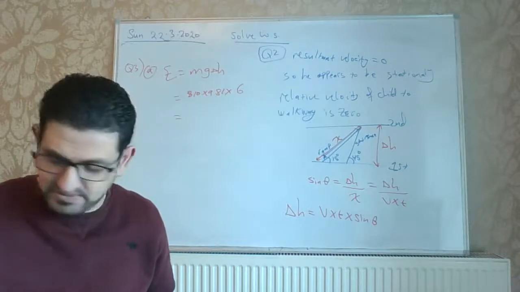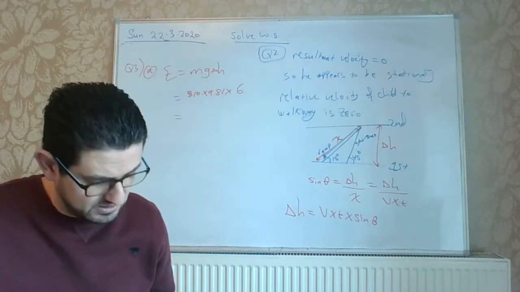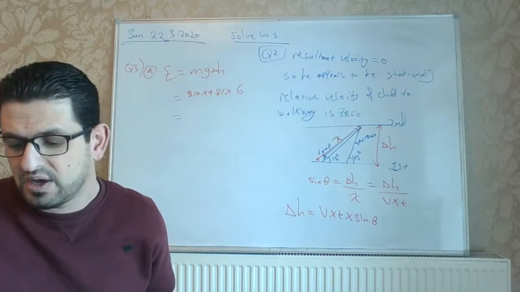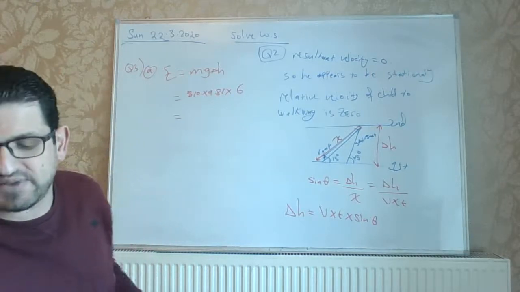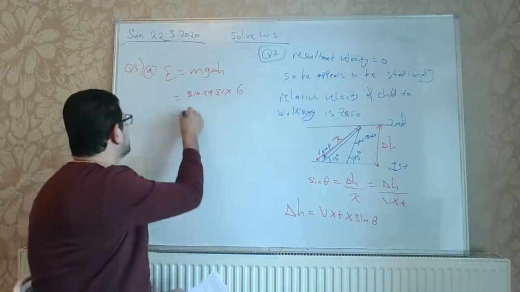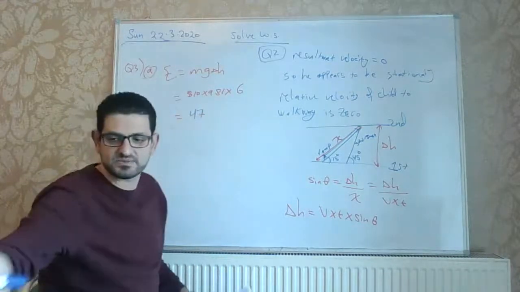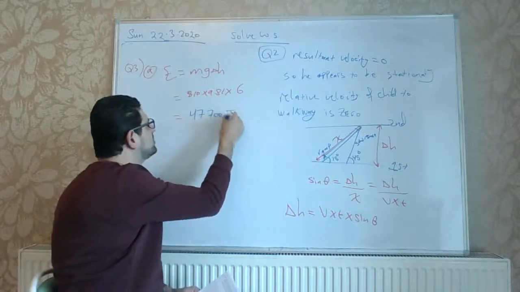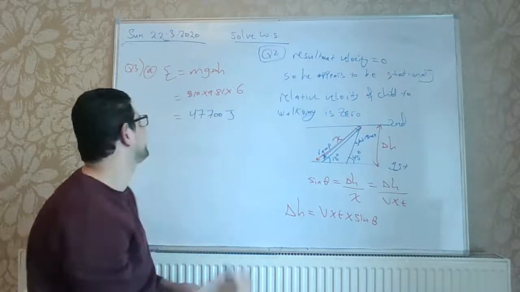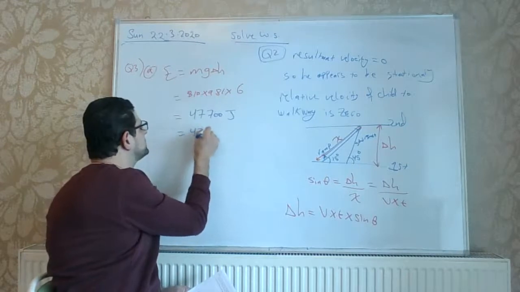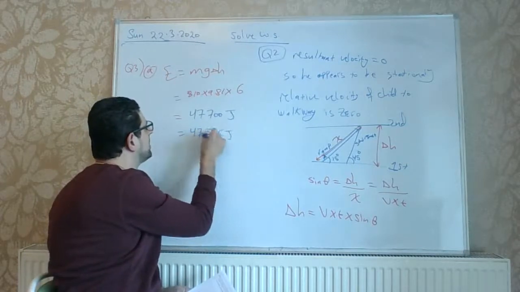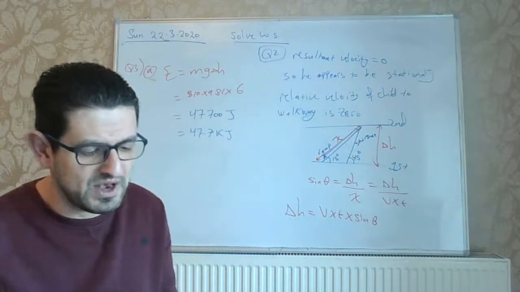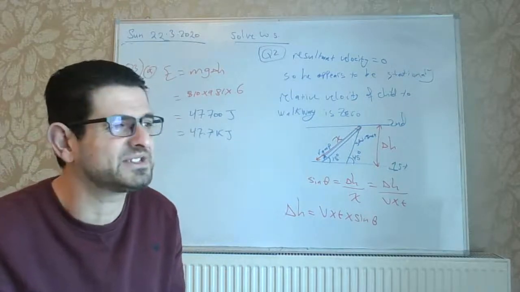Let's go: 6 times 810 times 9.81 equals 47,700 joule. It's about 47.7 kilojoule, about 50 kilojoule. Remember, he will never ask you to show that unless you will use it later on.